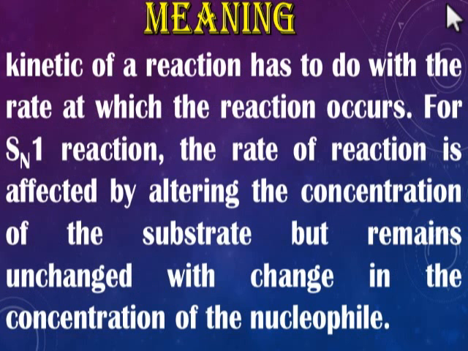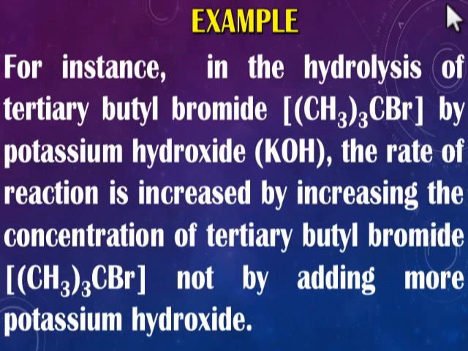Kinetics of a reaction has to do with the rates at which the reaction occurs. For SN1 reaction, the rate of reaction is affected by altering the concentration of the substrate but remains unchanged with change in the concentration of the nucleophile. That is to say, change in nucleophile does not affect the reaction, but change in substrate affects the reaction. Now let's do some examples.